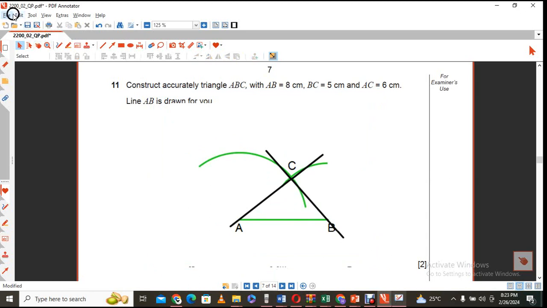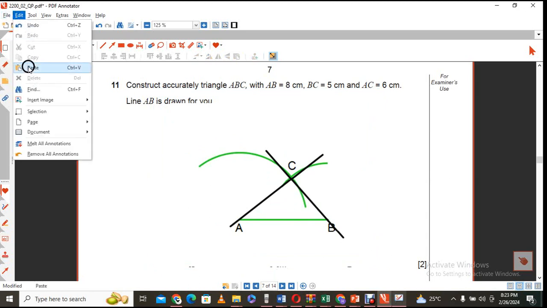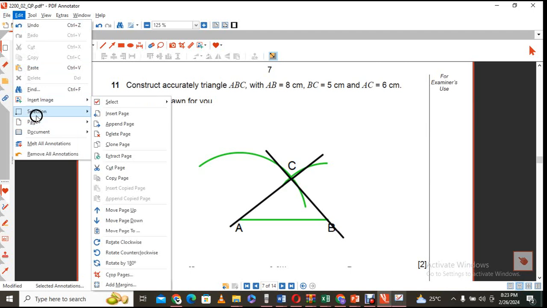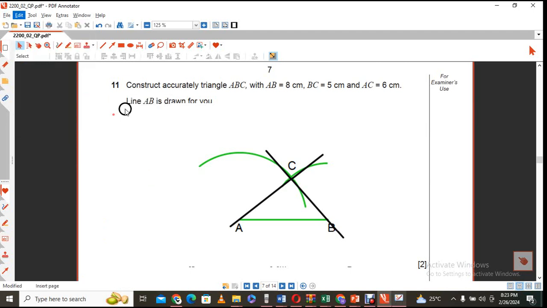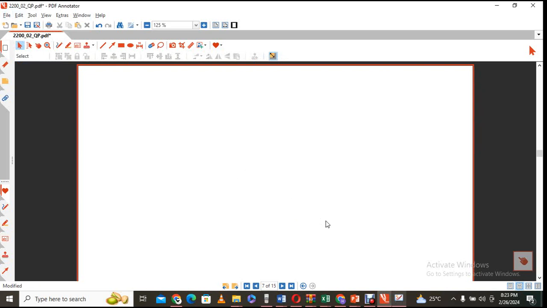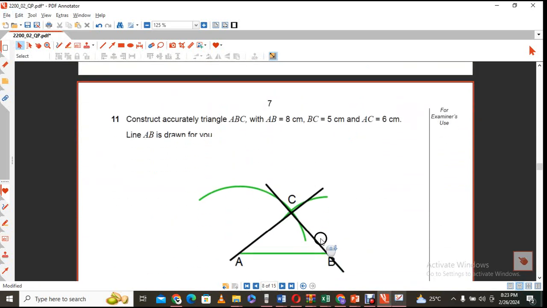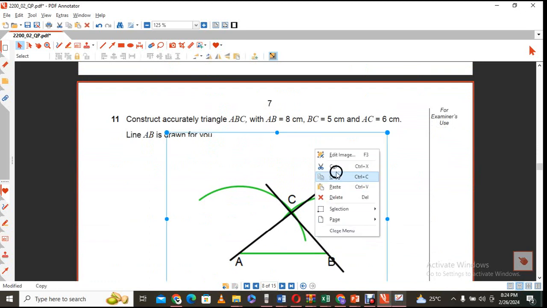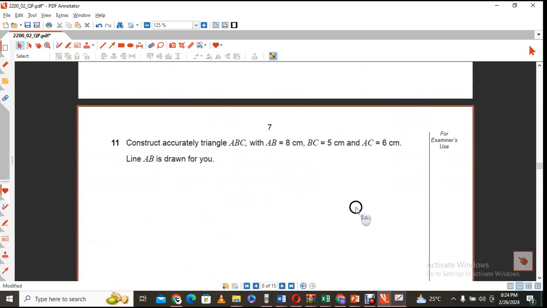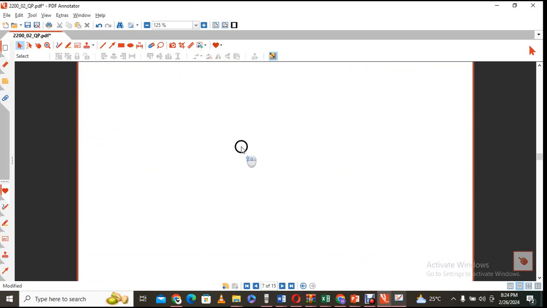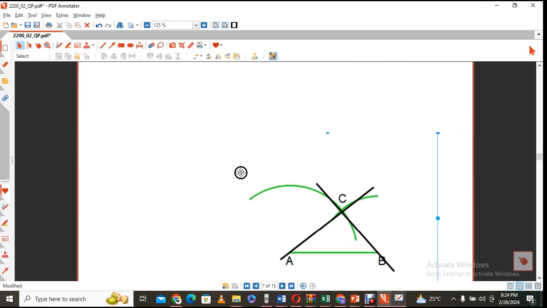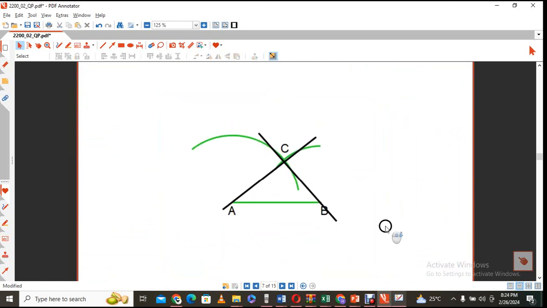Okay, maybe we go ahead and we insert a page. Let me just insert a page, a blank page, and I'm gonna go back and I'll bring my image. So I'm gonna take this one and I'm gonna cut it, and I'll just insert it over here. All right, so this is question. So this is the question solved.